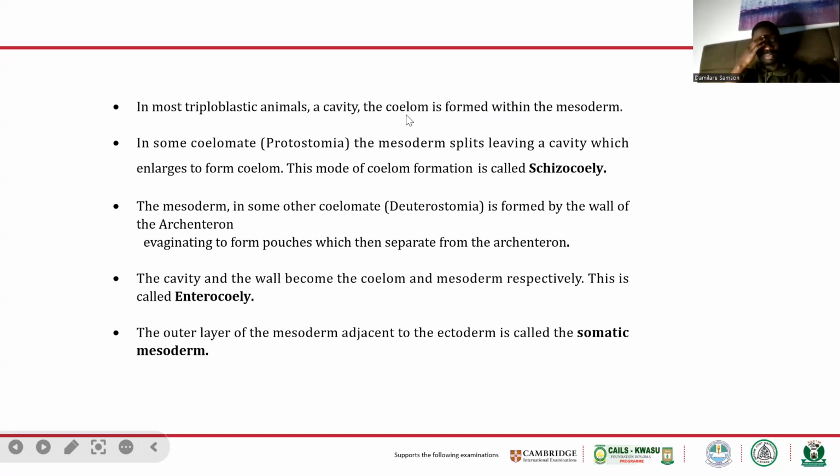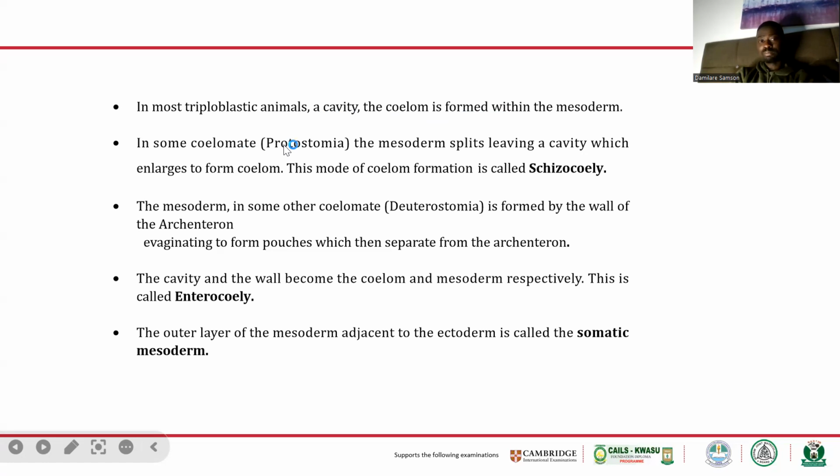And a cavity, which is the coelom, is formed within the mesoderm. Now, this coelom, we'll talk about it properly, and that coelom actually results in the full formation of organ level. But we'll talk about it. So coelom is more of a fluid-filled cavity where you have the development of organs. So that starts from triploblastic animals, which is what Annelida are. So when we get there, we'll talk more about it.